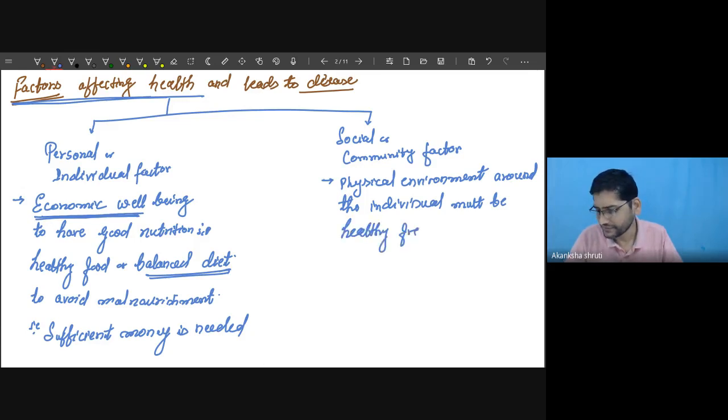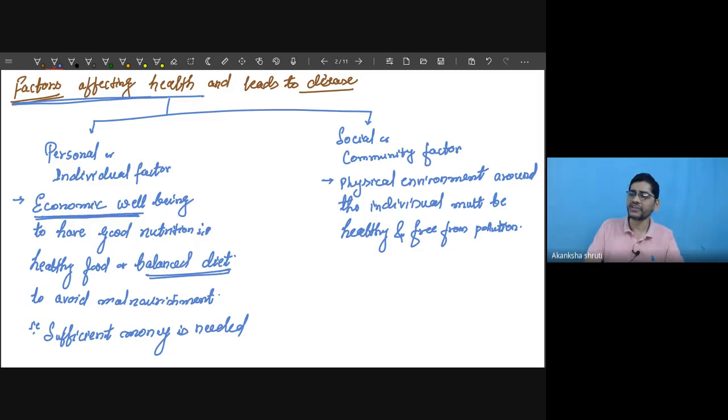and free from pollution. This pollution may be air pollution, or maybe water pollution, maybe land pollution.